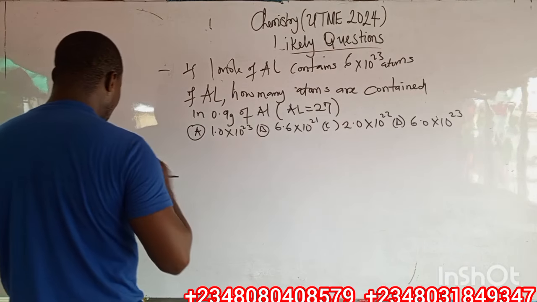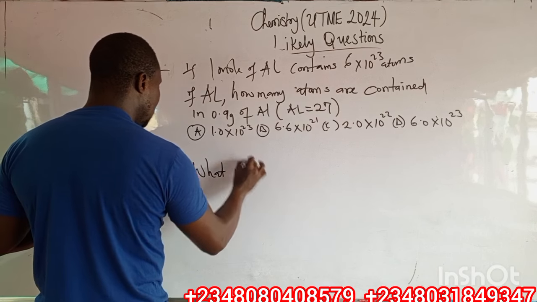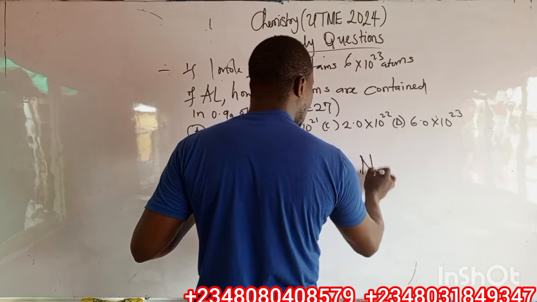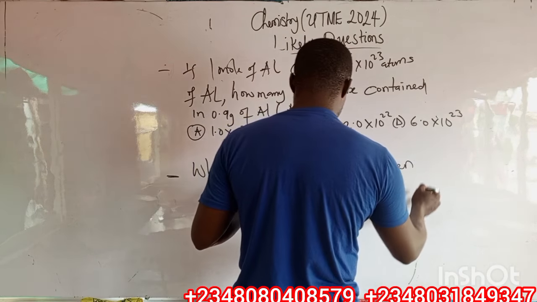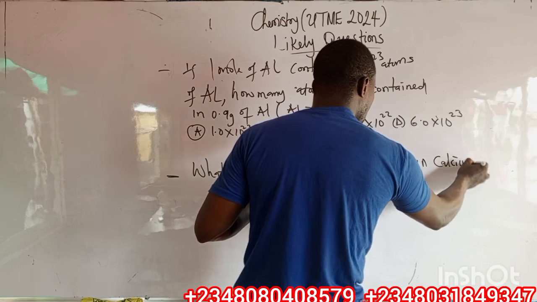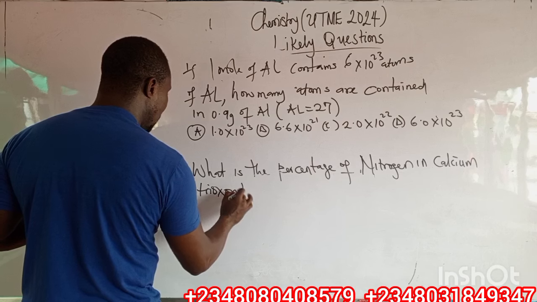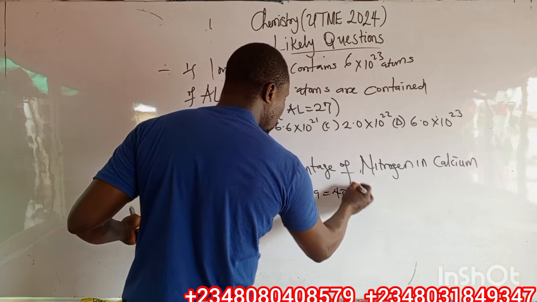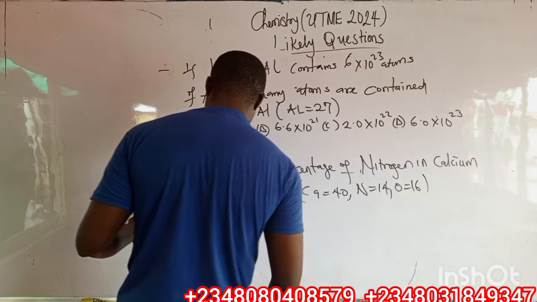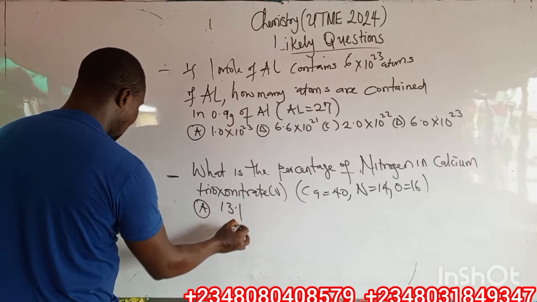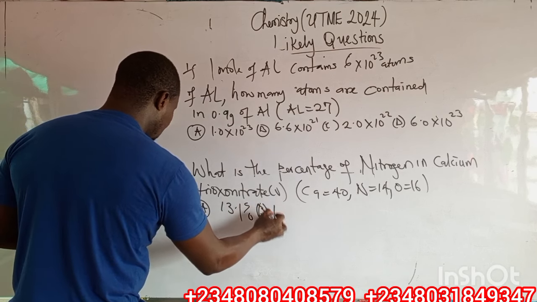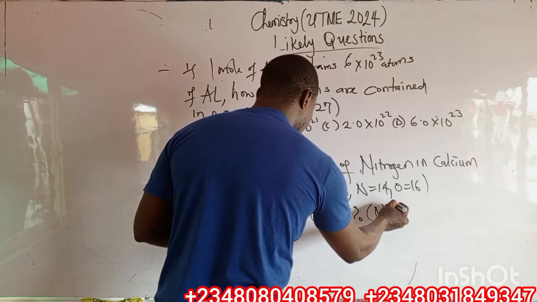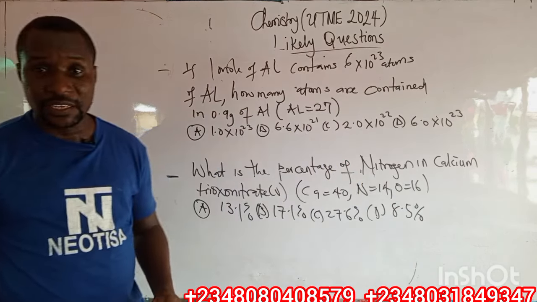Another question, number 6. What is the percentage of nitrogen in calcium trioxonitrate(V)? Where calcium is 40, nitrogen is 14, oxygen is equal to 16. Option A, 13.1%. Option B, 17.1%. Option C, 27.6%. Option D, 8.5%. Please, let's quickly look at this question.